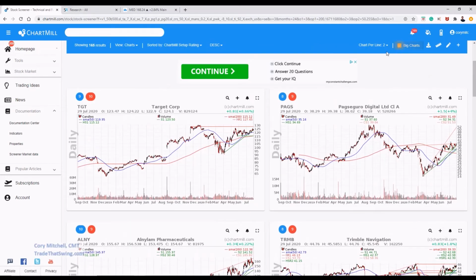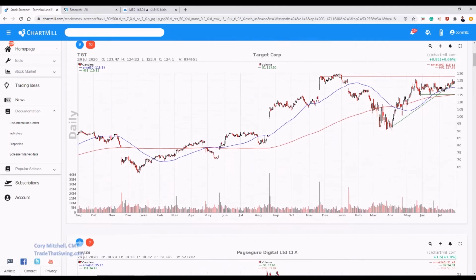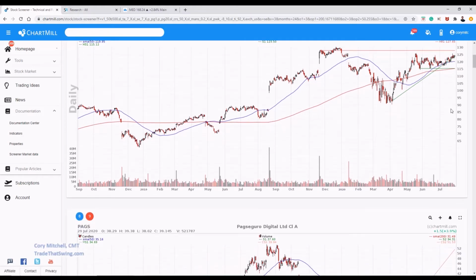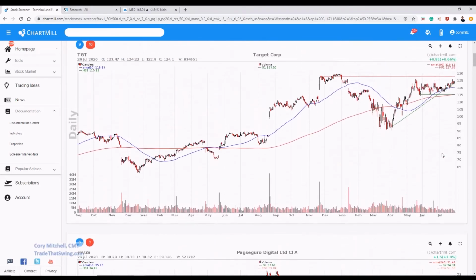Also, if you want bigger charts, you can go one per line and big charts, and then it makes them nice and easy to see. You can also see whether volume's contracting for an actual consolidation. So that would be one you'd want to write down. Again, not saying it's a trade yet.